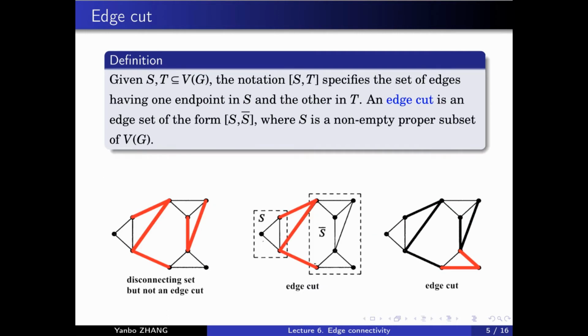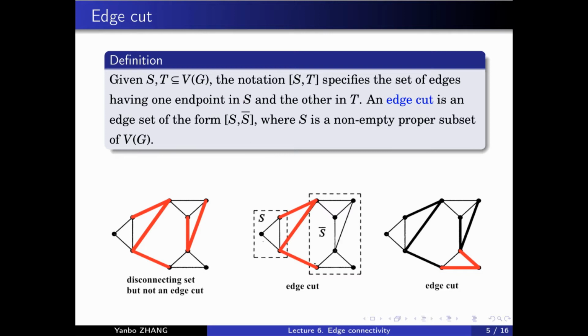A definition similar to vertex cut is the disconnecting set, but we do have a definition of edge cut. Given two vertex sets S and T, the notation [S, T] denotes the set of edges having one endpoint in S and the other in T. An edge cut is an edge set of the form [S, S bar].